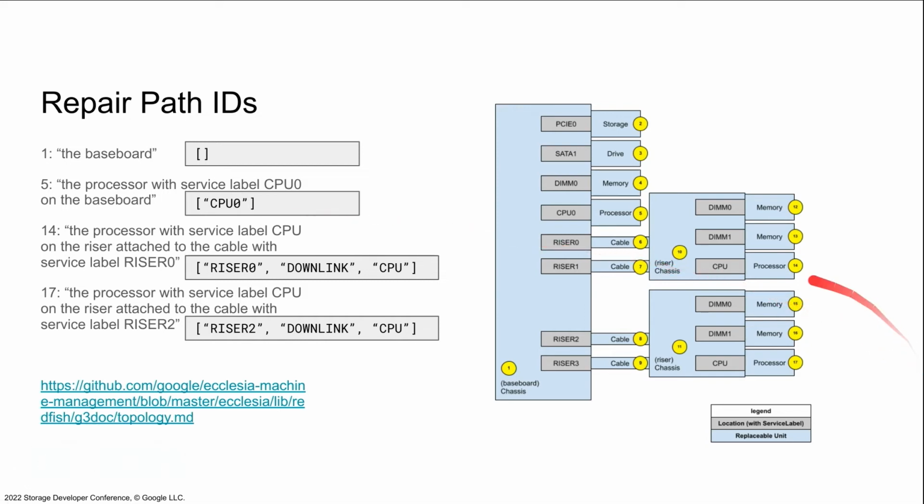But if you want to refer to this CPU unambiguously, then you would have to find the sequence of service labels to find it. So in this one, it would be the processor with the service label CPU on the riser attached to the cable with service label riser 0. So if you follow all the service labels from the main chassis, you go to the riser 1 service label, then you go to, you see it's on the other end of the cable, and then it's a service label marked CPU. And then you have this processor, unambiguous to this other processor on the system.